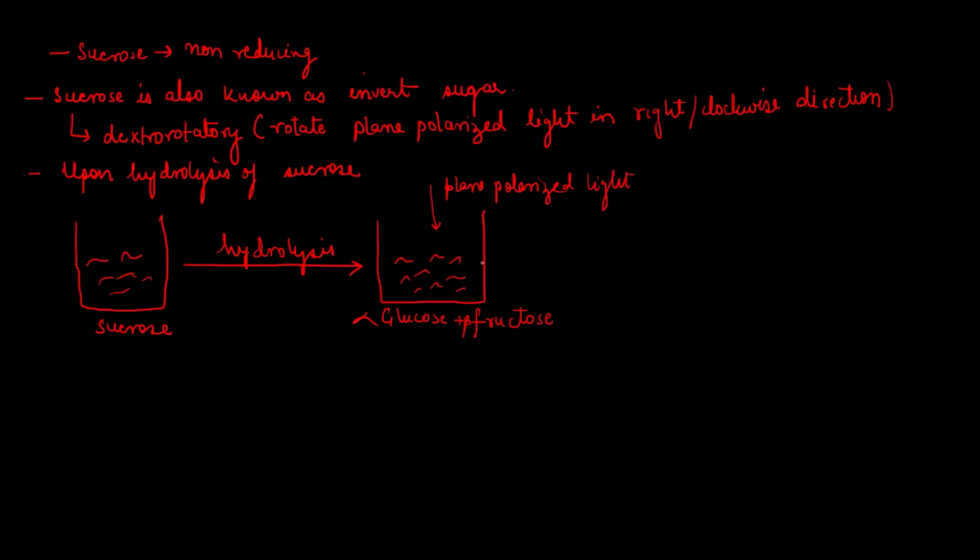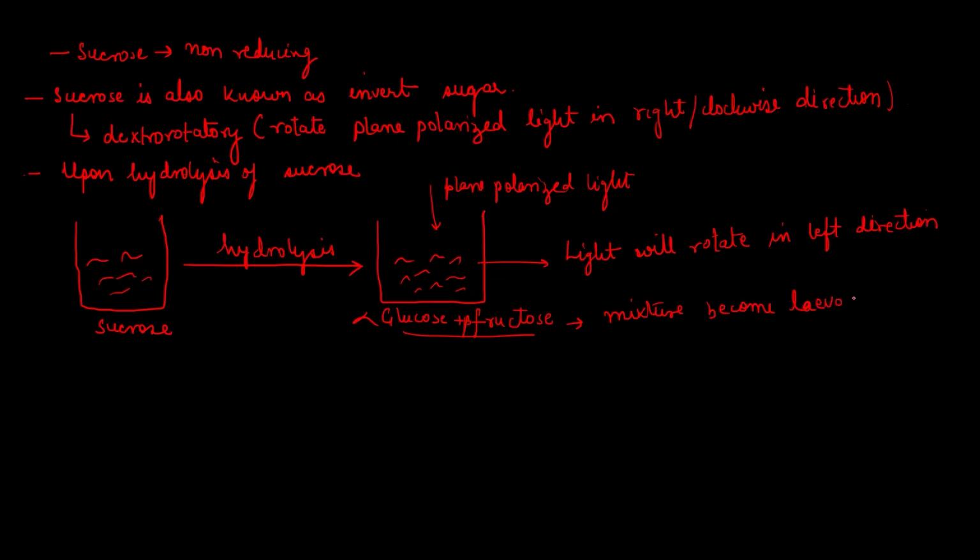Now, if you pass plane polarized light through this mixture, the light will rotate in the left direction. That makes this mixture levorotatory. So because the sucrose is originally dextrorotatory, but if we hydrolyze the sucrose, the mixture that is produced becomes levorotatory, because it rotates the light in the left direction. Because it changes the direction of the plane polarized light upon hydrolysis, sucrose is known as invert sugar.